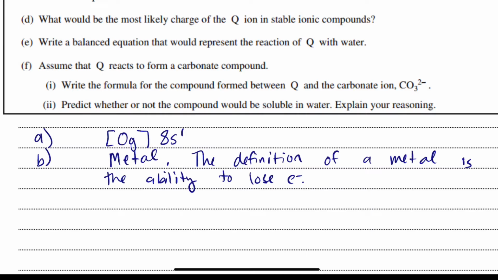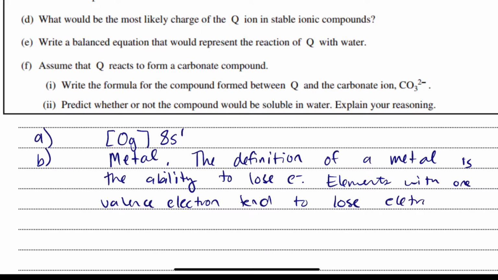So there's lots of ways you could justify this. I'm going to try to keep it short, and I'm just going to say elements with one valence electron tend to lose electrons most easily.